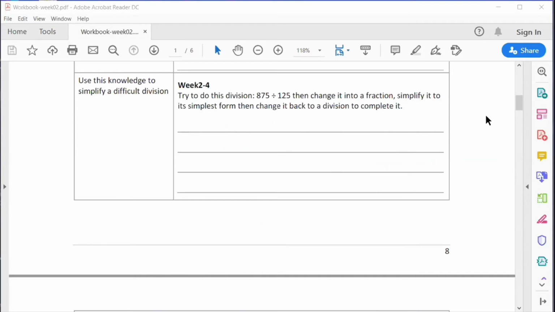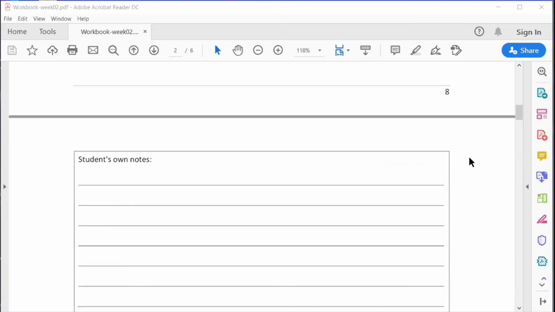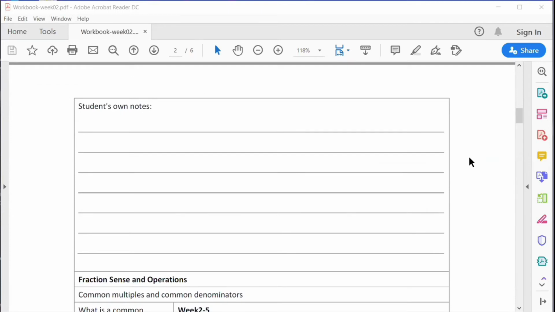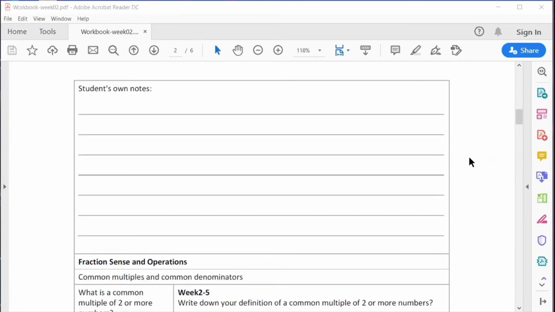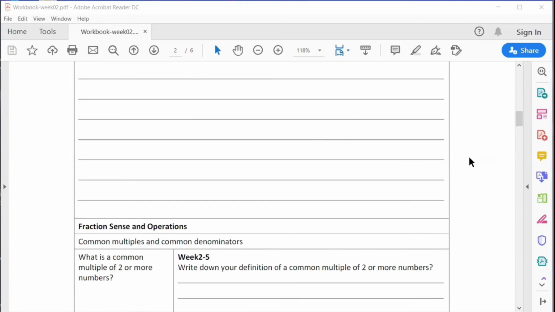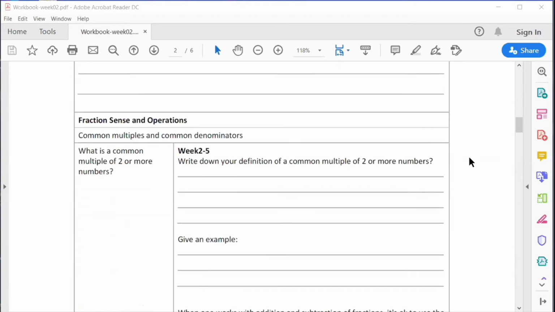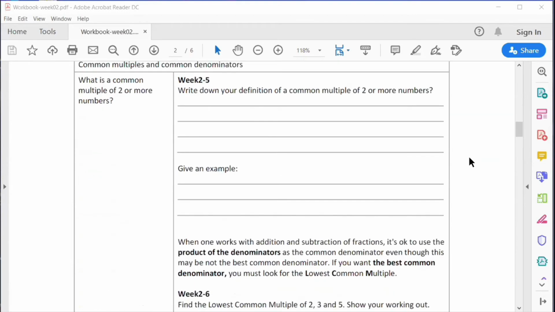All right. Now you can write your own notes if you want to. All right, the next bit, let's have a look at it.